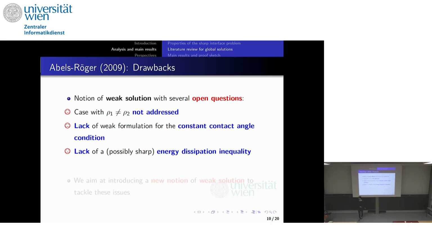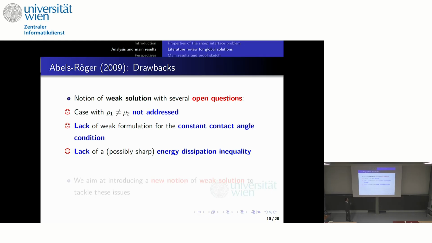Nevertheless, this is not enough, of course, because we need much more. For instance, Helmut and Matthias Röger didn't treat the case with different densities. Of course, the model came also afterwards, but the case with different densities was unaddressed, and was never addressed after that, as far as I know. Then the other point is the lack of a weak formulation for the constant contact angle condition, because at the time they treated the case with no contacts, so they assumed either to work in the torus or that their bubble does not touch the boundary.